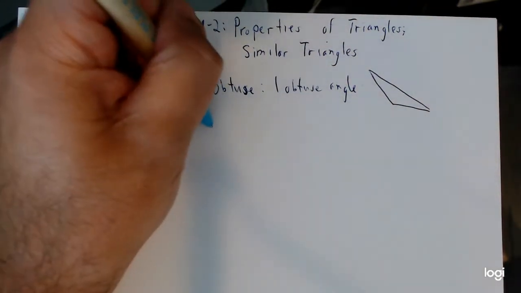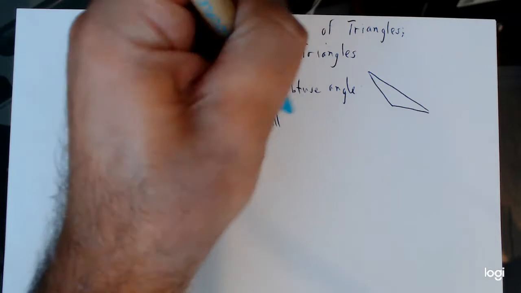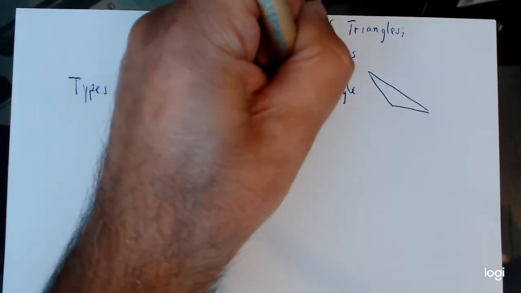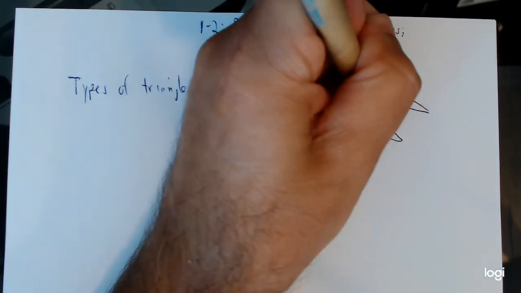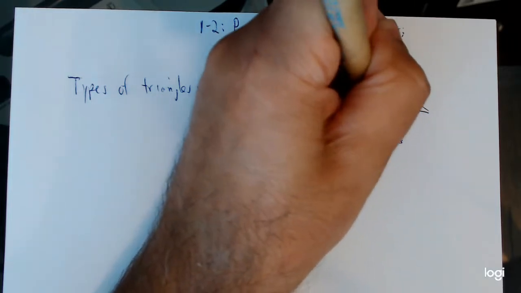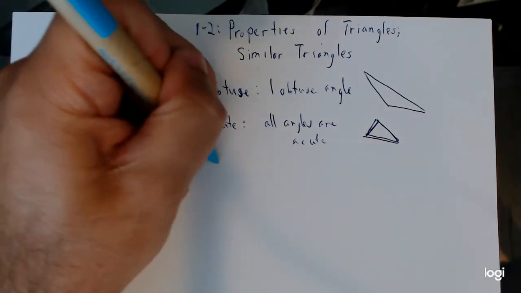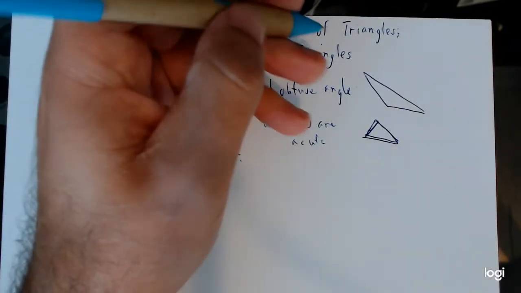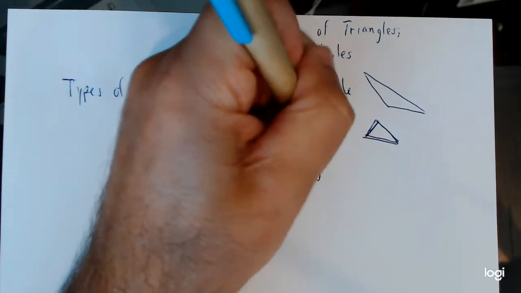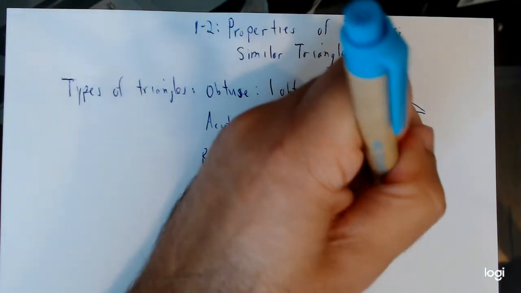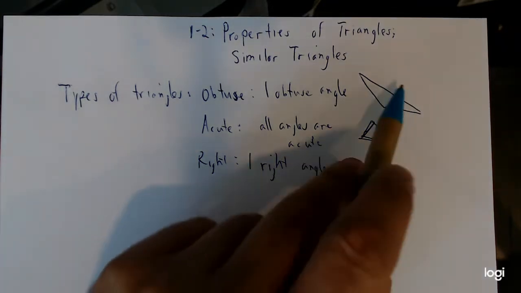And then we have acute triangles, where all angles are acute. So it's something like this, where all of the angles are acute. And then lastly we have a right triangle, which we know will have one right angle, and it'll look something along the lines of that. So obtuse, acute, and right triangles.